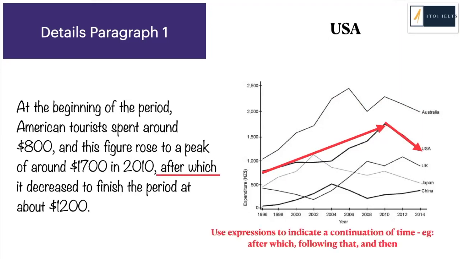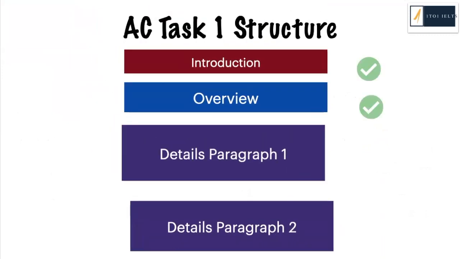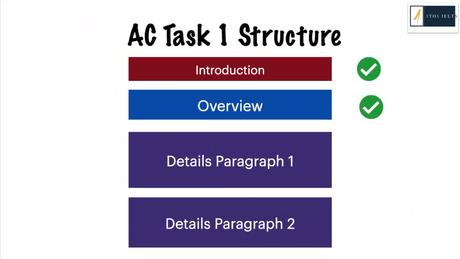Make sure you use expressions to indicate a continuation of time. Some good examples of this would be after which, following that, or and then. This means that your writing flows naturally. This will help with your coherence and cohesion. Those were the two categories we had to include in details paragraph 1. So now we've finished that paragraph as well, and we move on to the final paragraph.